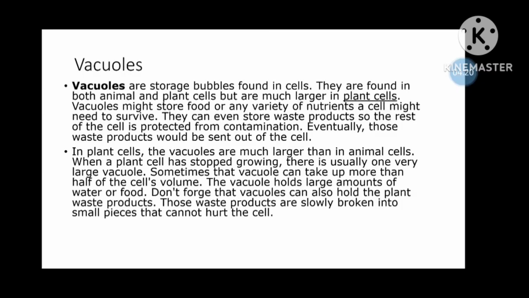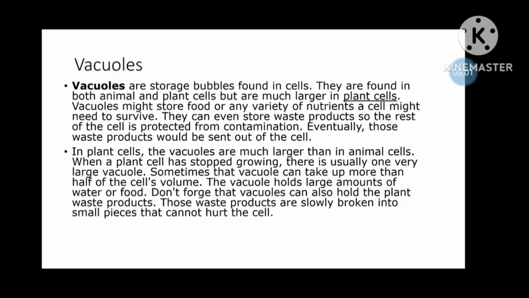In plant cells, the vacuoles are much larger than in animal cells. When the plant cell stops growing, there is usually one very large vacuole. Sometimes that vacuole can take up more than half of the cell volume. Means most of the space of the cell is occupied by your vacuole when the cell becomes dead. But in the live cell, this vacuole is small, and in animal cells, these vacuoles might be very small in size or absent.